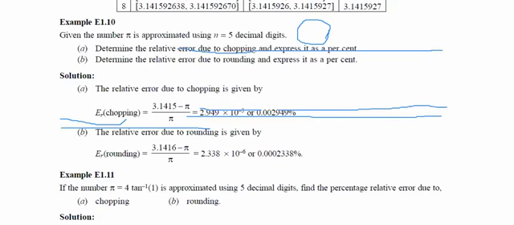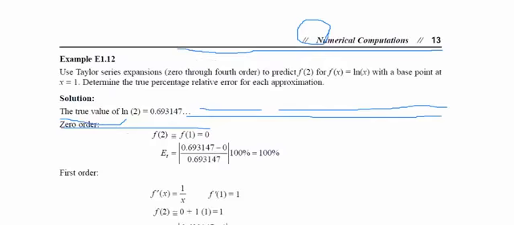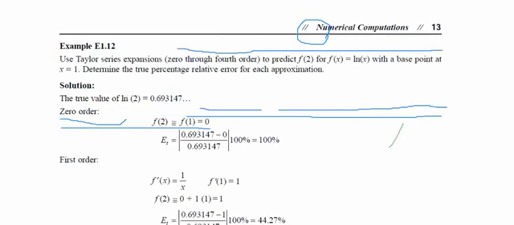So I think there are further examples you can study yourself. This example is very interesting. I will finish my lecture after giving this example. Use Taylor series expansion from 0 through 4th order to predict f(2) for f(x) equal to ln x with the base point x equal to 1. Determine the true percentage relative error for each approximation. We were discussing this very case, if you remember.